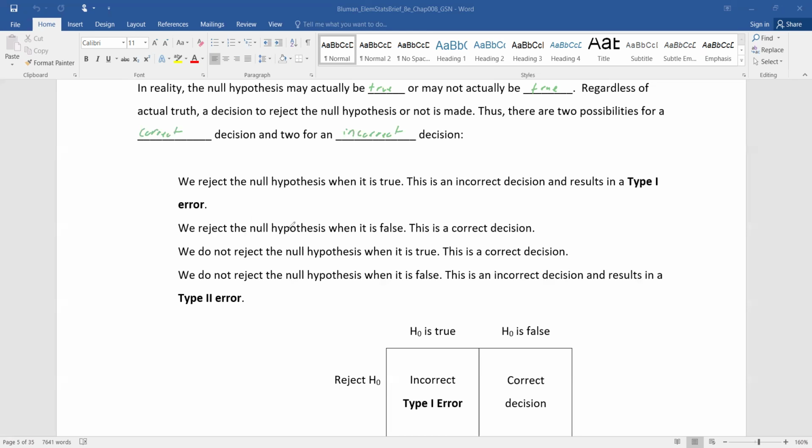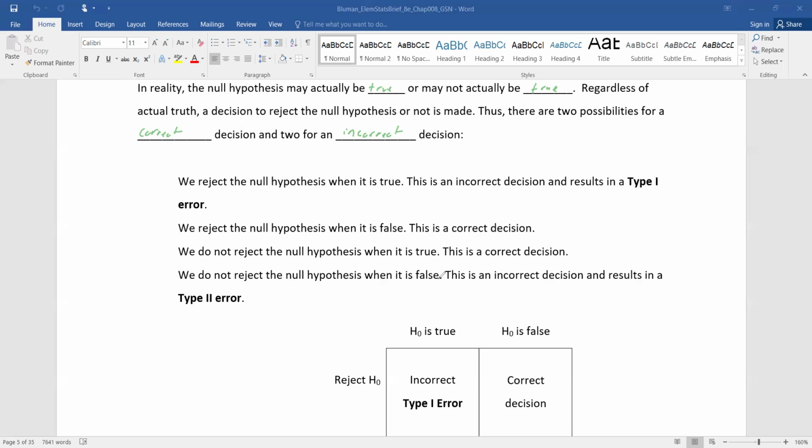If we reject the null when it's false, we did good. We got a correct answer there. We rejected the null and it ended up being a false statement. If we do not reject the null and it is true, again, did it out there. We didn't reject the null, but we didn't accept it. We just didn't reject it and it ended up being true, so therefore we're correct. And then the last one, if we do not reject the null, so we say it is true, when it's actually false, this is an incorrect decision and a result in a type 2 error.